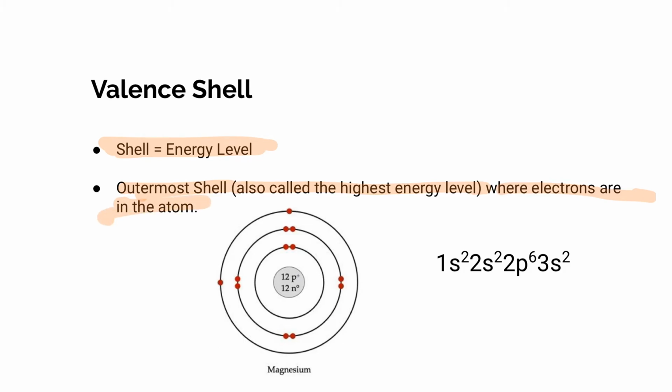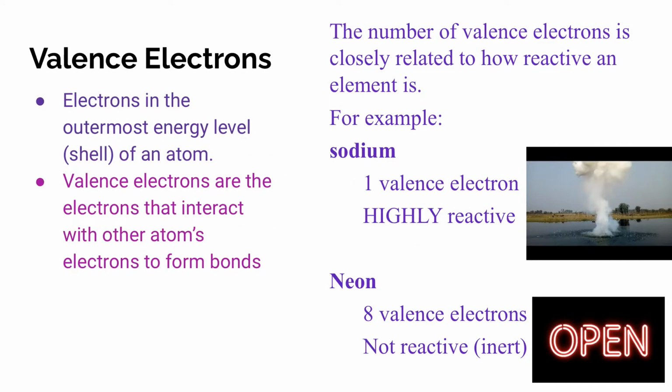Previously we've talked about the quantum mechanic model and then also the Bohr model. So we can identify the valence electrons from either model. Valence electrons are electrons in the outermost energy level, or the shell of the outermost shell of an atom. The valence electrons are the electrons that interact with other atoms' electrons to form bonds. They're the whole reason we all exist.